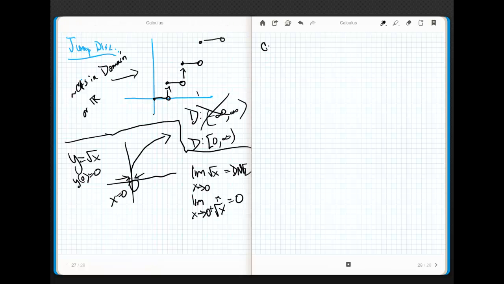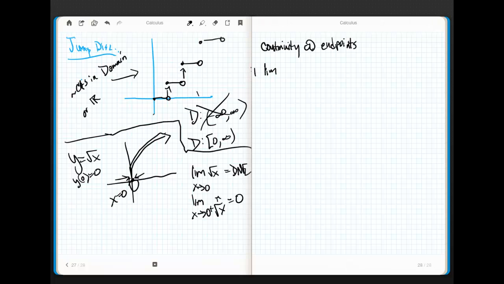So let's talk, for just a sec, about continuity at endpoints. Okay? Because that's going to give us the ability to at least kind of play with functions like y equals the square root of x. Well, it's real simple. Check it out. This is going to be another definition. If the limit as x approaches a from the positive side of f of x equals f of a.